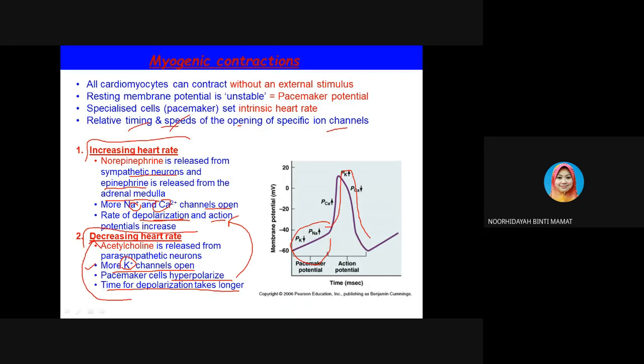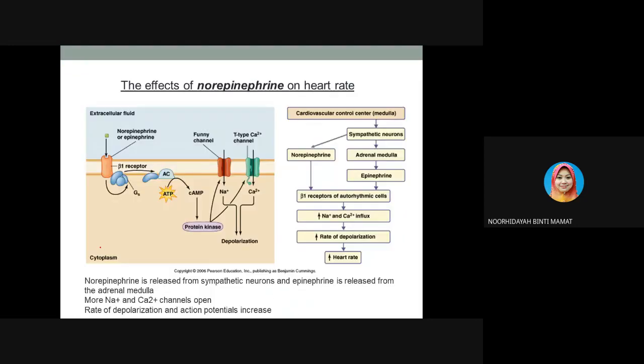So we see the steps. The effect of the first one, which is increasing the heart rate, the effect of norepinephrine on heart rate. It is detected by the cardiovascular control center, the medulla. From this medulla, it will release norepinephrine from sympathetic neurons, and also release epinephrine from the adrenal medulla here. Either norepinephrine or epinephrine, from the extracellular side, will bind with the receptor, the beta 1 receptor here.